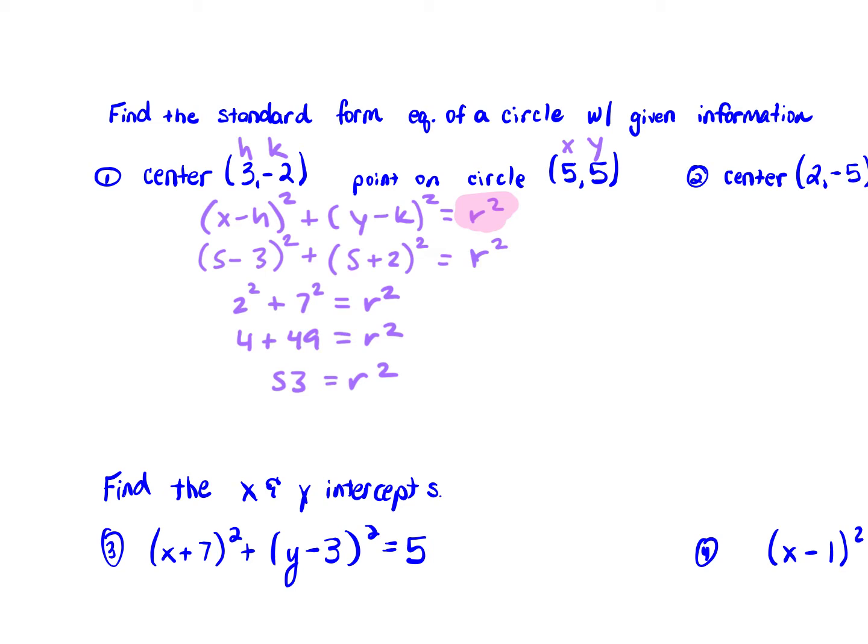So we just want to plug in our h and k and our r squared. So we have (x minus h) squared plus (y minus k), so (y plus 2) squared, and that's equal to r squared, which is 53.